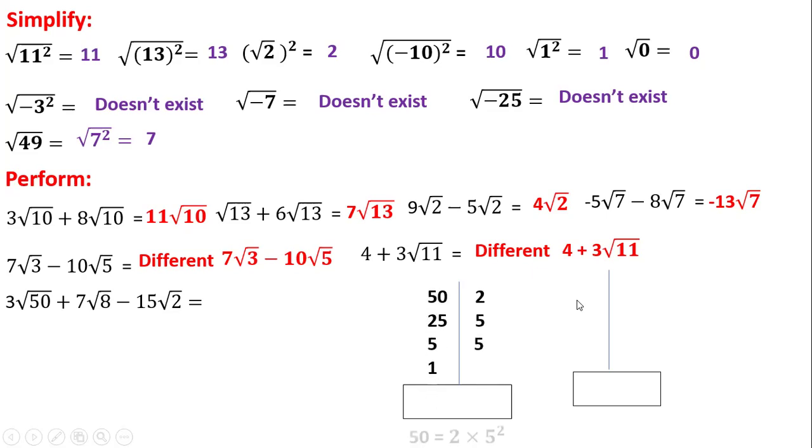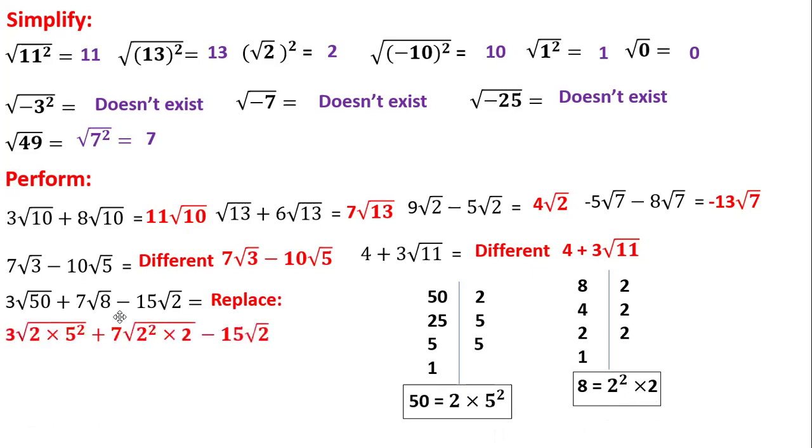These are the prime factors of 50, 2 times 5 squared, and these are the prime factors of 8, 2 squared times 2. These prime factors that we got here, we replace them under the radical. Instead of radical 50, we write 3 radical of 2 times 5 squared, plus 7 radical of, instead of 8, 2 squared times 2, and we keep minus 15 radical 2 as it is. Now, in the first radical, 5 squared comes out as 5, but since we have 3 outside, we multiply 3 times 5 radical 2.